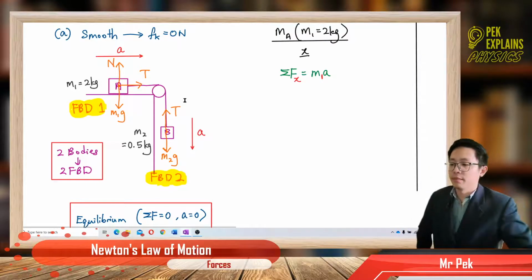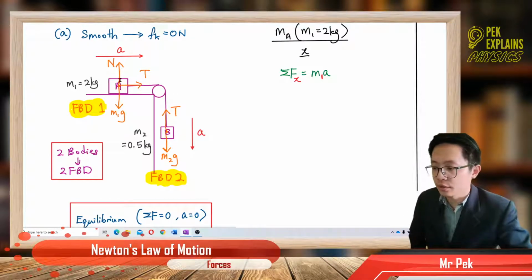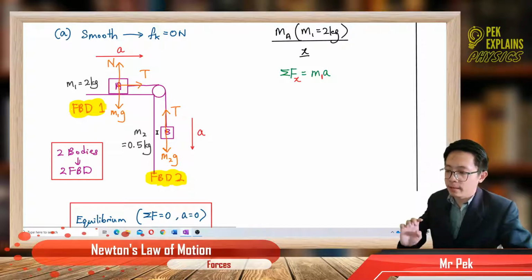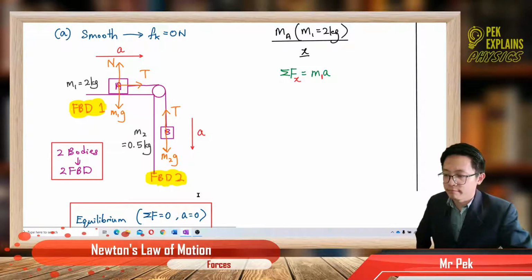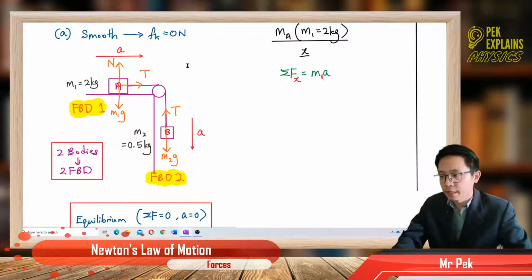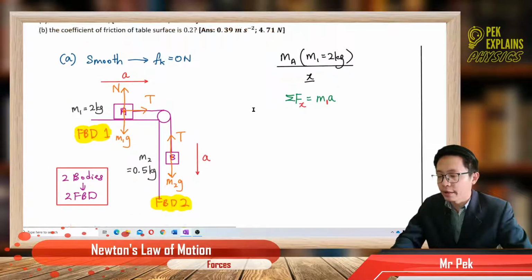So that's it. Okay, A has no friction. No need to draw friction. And of course, B accelerates downward. So A also follows the direction of B. Accelerate to the right. Okay? Good. Now we have finished our free body diagram.